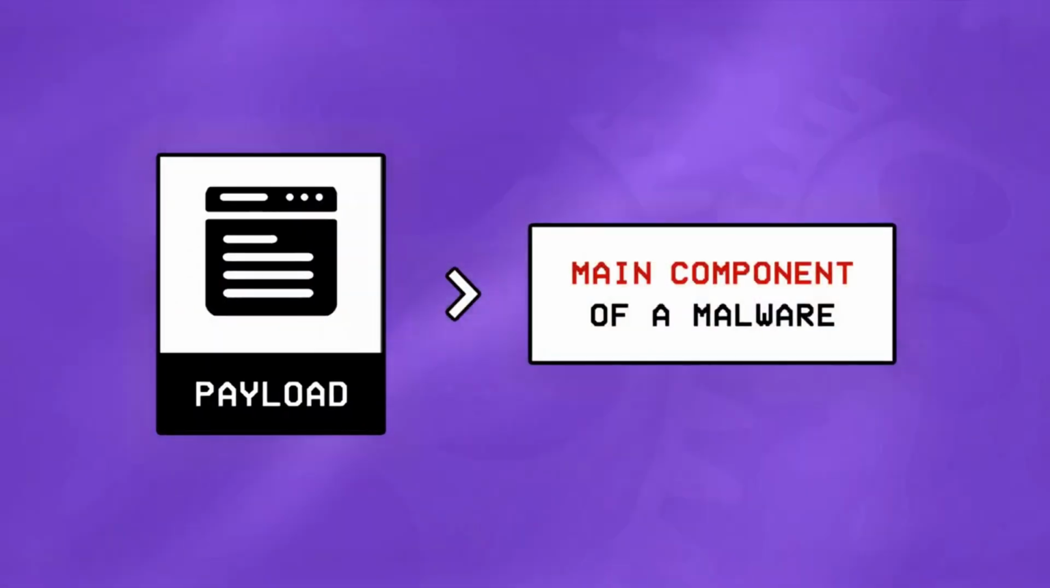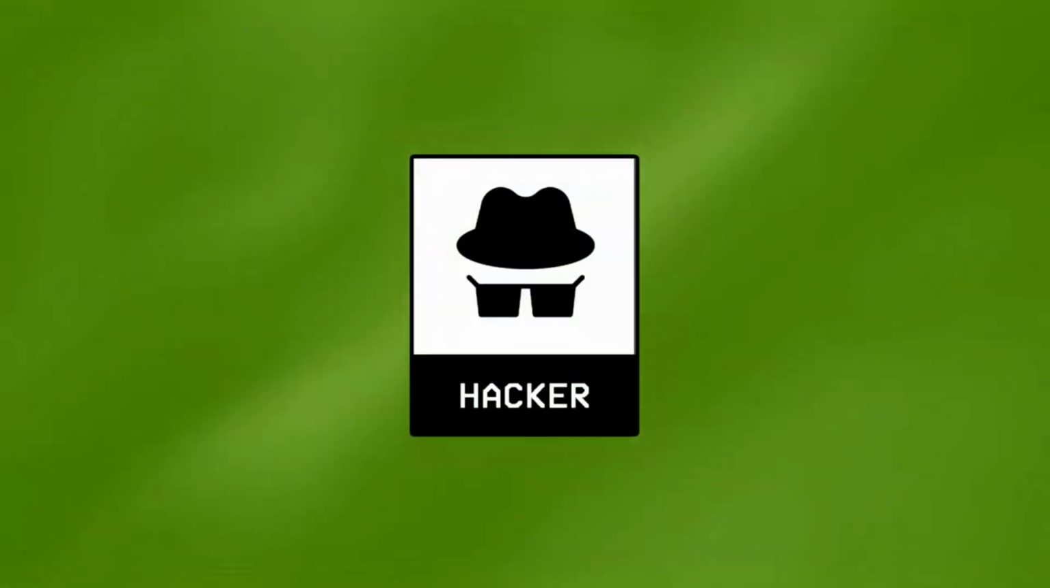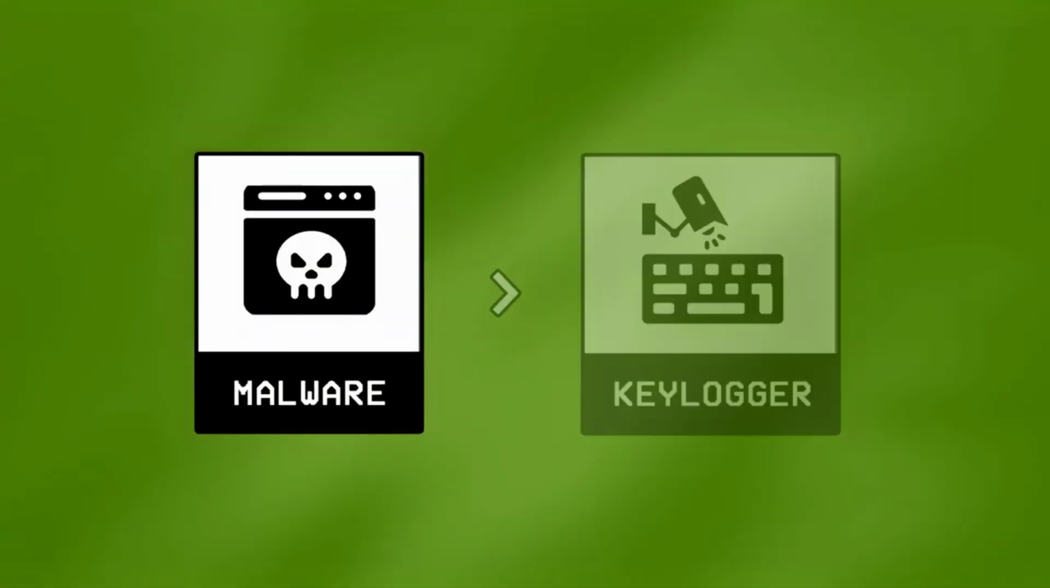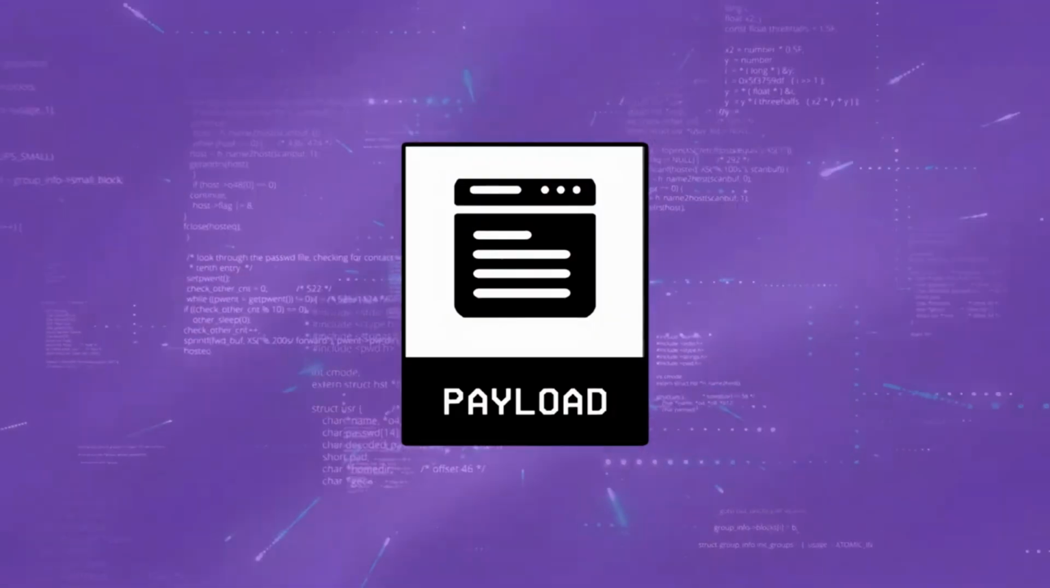So let's get started. Component number 1, payload. A payload is basically the main component of a malware that dictates all the things it will do once it lands on the compromised system. So if a hacker wants to turn their malware into a keylogger, steal browser credentials, or even lock files to demand ransom, this is where they write the code to make all of that happen.